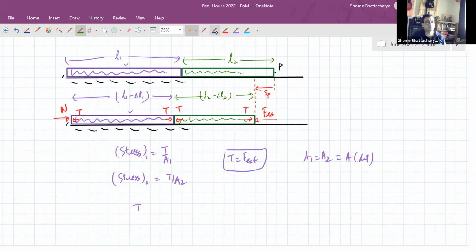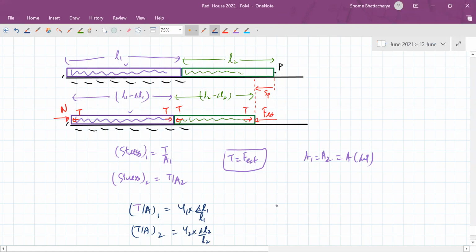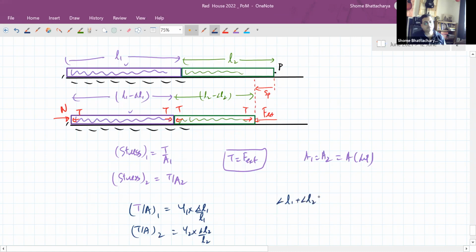So you can also see that T by A in the first rod is equal to Young's modulus into delta L1 by L1. And that is equal to T by A in the second rod. That is equal to Y2 into delta L2 by L2. And delta L1 plus delta L2 is equal to the displacement of the point.